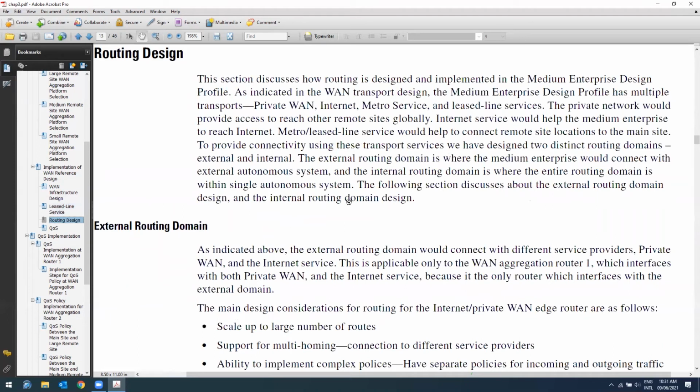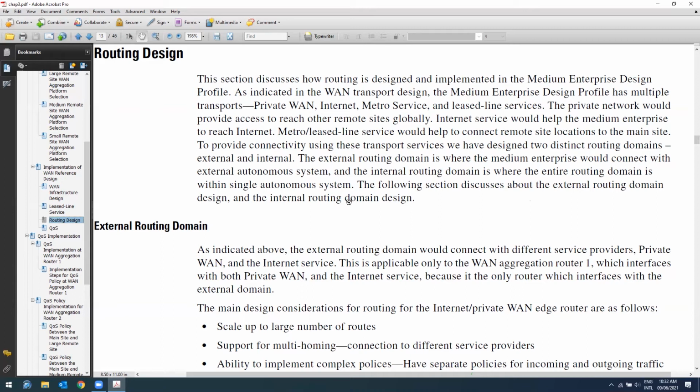Right, and then routing design. Okay, this section explains how routing is designed and implemented in the medium enterprise design profile. As indicated in the WAN design, transport design, the medium enterprise design profile has multiple transports: private WAN, internet, metro service, lease line services. The private network would provide access to reach other remote sites globally. Internet service would help the medium enterprise to reach internet, or metro lease line service would help to connect remote site location to the main site.